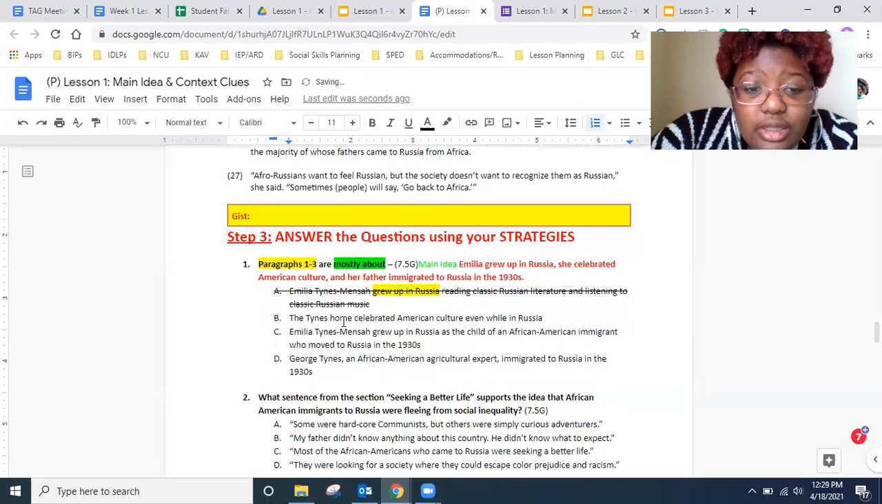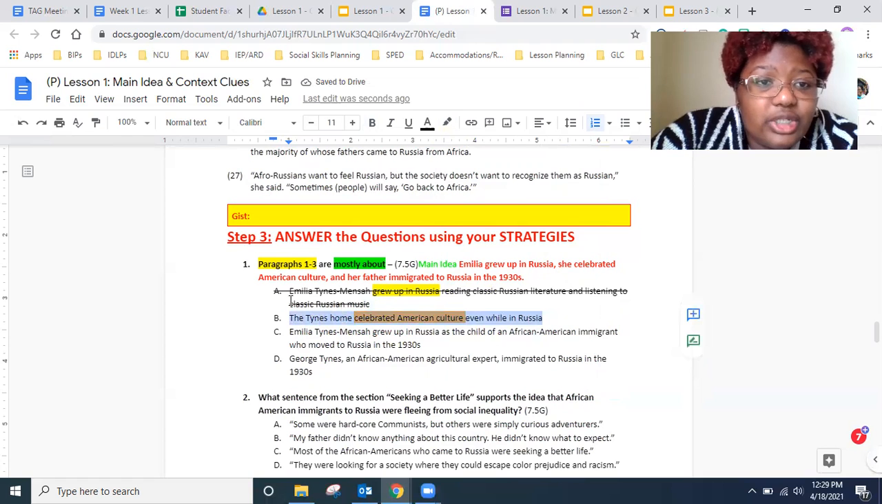B says the Times Holmes celebrated American culture even while in Russia. Well, my gist talks about her celebrating American culture, but it doesn't have the other parts of my gist. So I'm going to cross this one out as well because it doesn't have everything I need for my gist.